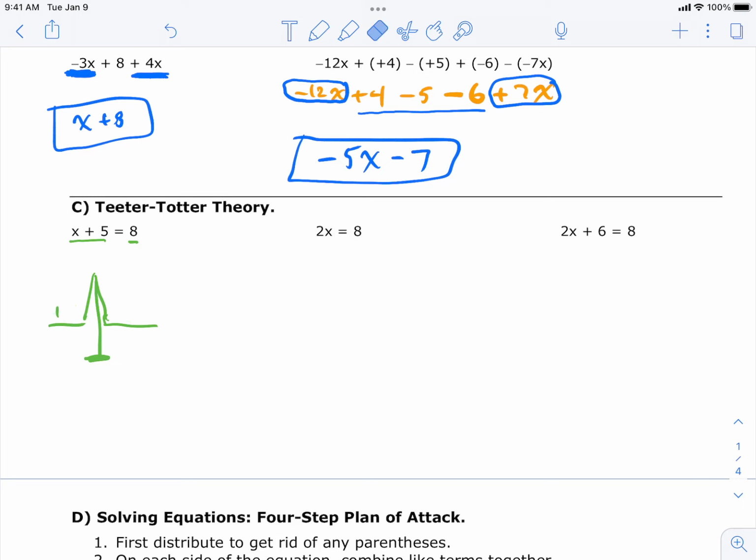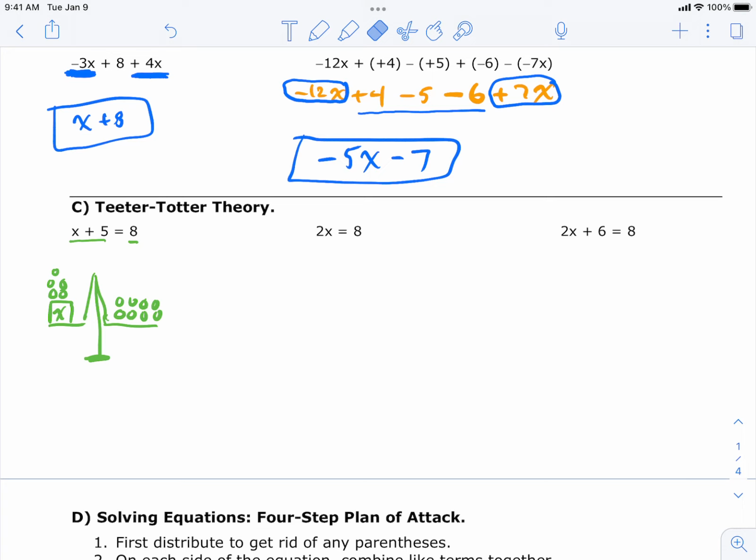Now I'm going to use a pictograph kind of a thing here. The x is like this mysterious box that I don't know what it weighs, and that's what I would really like to know: what does that weigh? And then the 5 is like saying I've got 5 more pound weights or something. On the other side I have 8 pound weights. Okay, so I've got x over here with 5 loose pound weights, and over here I've got 8 pound weights. Now just looking at this picture, can you kind of tell what must be in the x box? How many pound weights are in the x box?